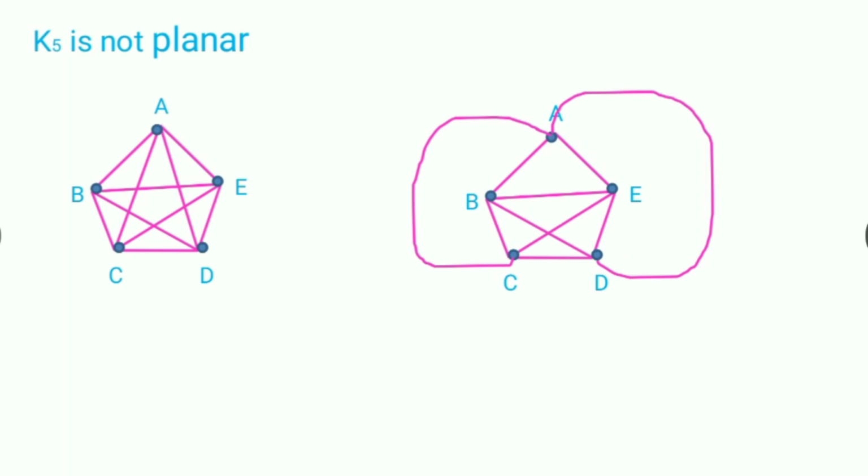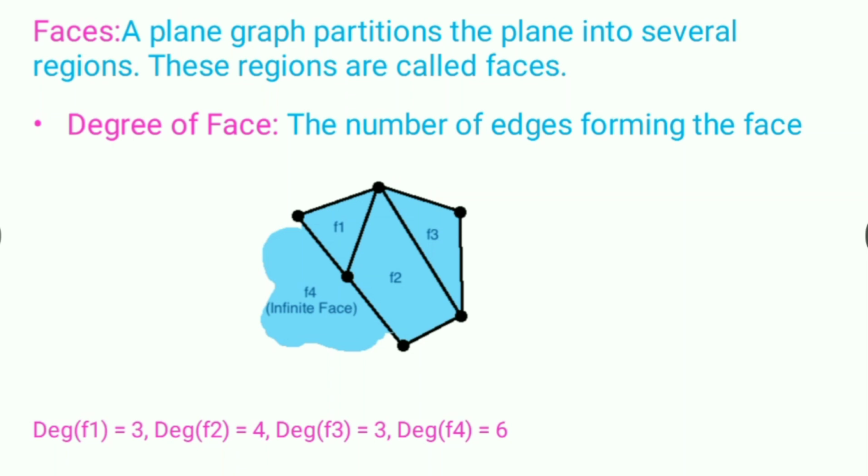Next, faces. A plane graph partitions the plane into several regions. Those regions are called faces. Whenever we have a plane graph, it divides the whole plane into several regions, and those regions are called faces. The number of edges which form one particular face is called the degree of the face. Suppose I have this graph. Here you can see this is region 1, face 1, this is region 2, face 2, and this is region 3, face 3.